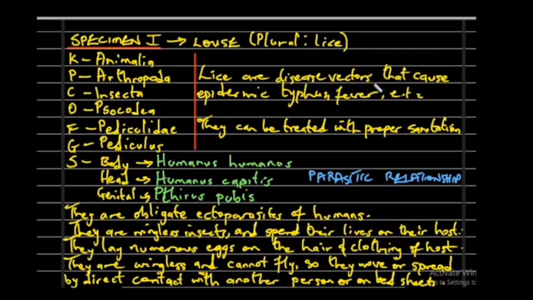Lice are disease vectors because they cause epidemic typhus, fever, etc. And this particular animal is very, very difficult to exterminate. But one way to treat them is to prevent them in the first place. So there is a need for proper sanitation to treat lice. That is how very tough and difficult to eradicate they can be.